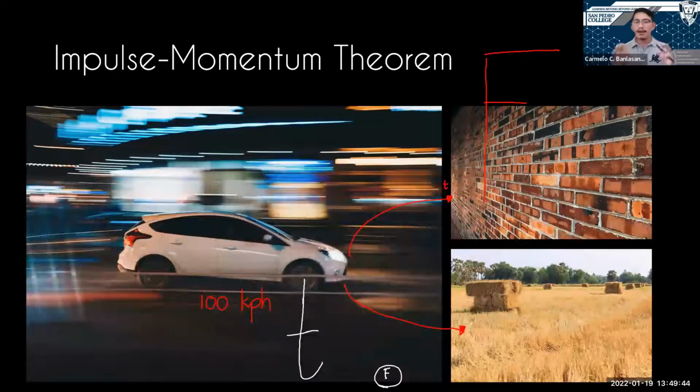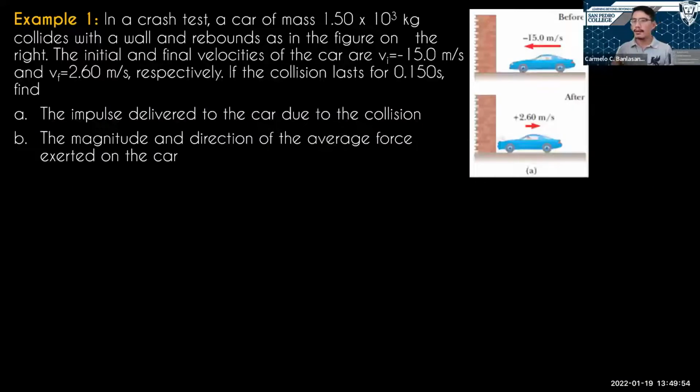Do you follow? So how are we going to analyze collisions using the concepts of impulse and momentum? Before i-release yung mga car models, ginatest pa nila yung capability or impulse during crash. Okay? So meron tayong crash test. For example, in a crash test, a car of mass 1.5 times 10 to the power of 3 kilograms, that is just basically 1,500 kilograms, collides with a wall and rebounds as in the figure on the right. The initial and final velocities of the car are -15, etc.